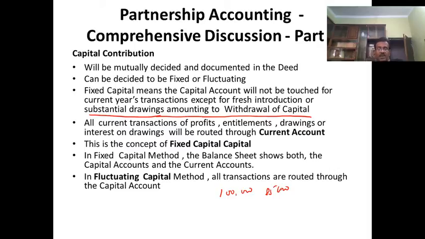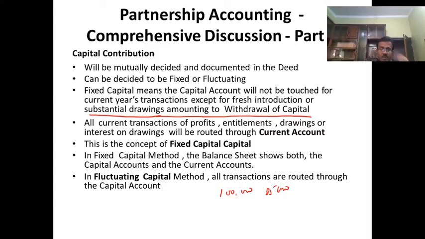Okay. But apart from these two, other entries like profits or salaries or commissions or interest on capital, etc., whatever there can be, should be routed through the current account, and the capital account will not be touched. Okay. So, this is the concept of fixed capital. In the fixed capital method, the balance sheet shows both the capital accounts and the current account.